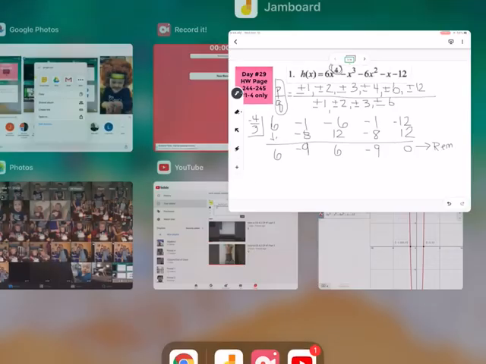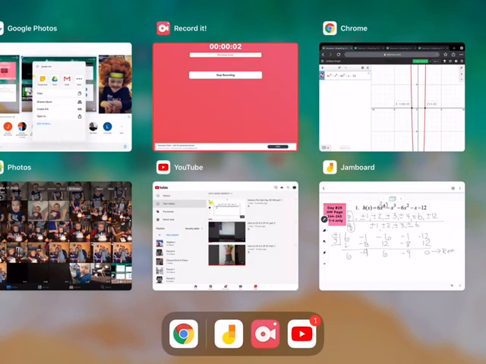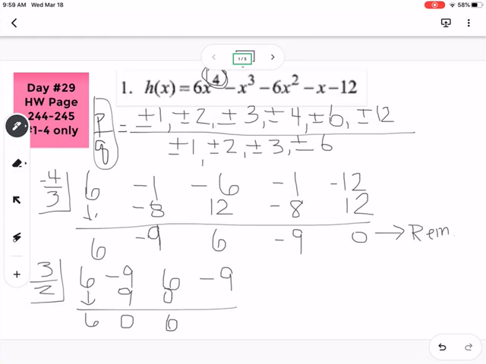We saw that other 0 was at 1.5, which is the same thing as 3 over 2. So 3 over 2, we're going to have 6, -9, 6, -9. Bring the 6 down. 6 times 3/2 gives us 9. That gives us 0. There's our 9 again, and there's our 0. So now we're down to 6x squared plus 6 equals 0.